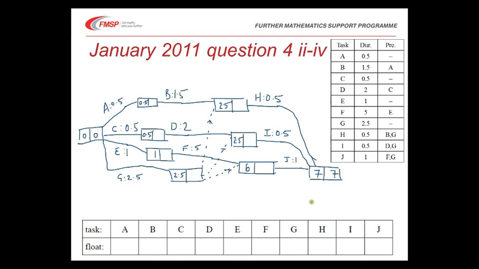We can now go back and say our late times based on everything finishing in 7 minutes. So working backwards from here, 7 back 0.5 is 6.5, there's only one route back into that. 7 minus 1 is 6, there's only one route back into that.